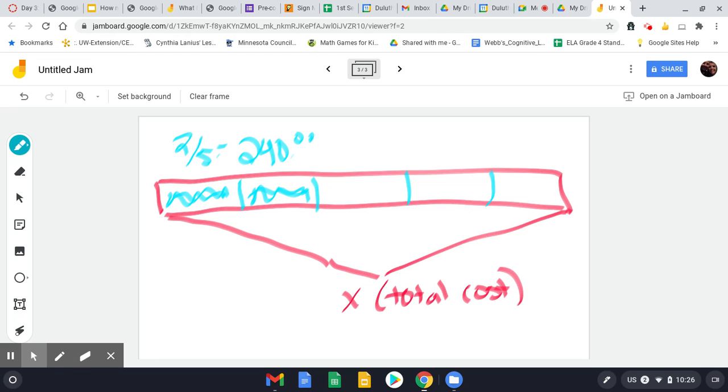So if these two bars together equal $240, then that must mean that this one bar equals half of that. So it equals $120. So if 2/5 is 240, then 1/5 is 120, which means each of these bars is $120.